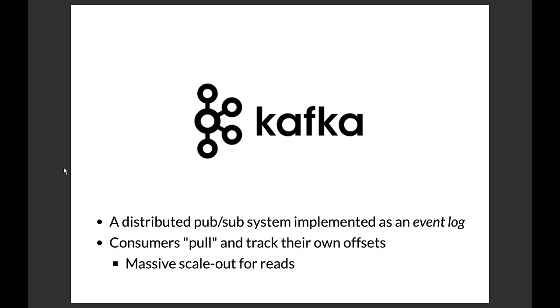The way they solved it is they created something called Apache Kafka, which is open source. It is a distributed publish-subscribe system, and it's implemented as an event log. You'll see why in a minute. The idea is that rather than Kafka pushing data to the consumers, the consumers pull data and track where they are in the log themselves. That means that the number of consumers is basically decoupled from Kafka itself. You can get huge scale out for reads. There can be thousands and tens of thousands of Kafka consumers. It doesn't really matter. Kafka is not really tracking them very much.